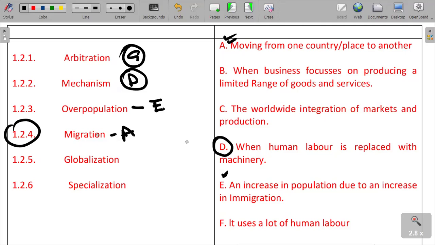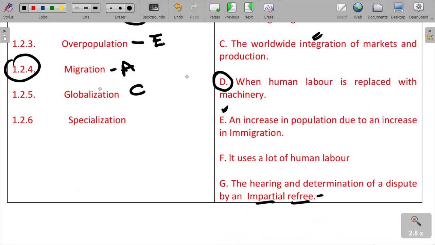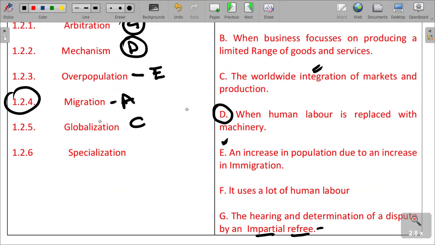Number five, globalization. What can it mean? The worldwide integration of markets and production. The worldwide bringing together of markets and production, which is C. C can be the right answer, which explains globalization: we are talking about the world as a whole, integration of markets and production.